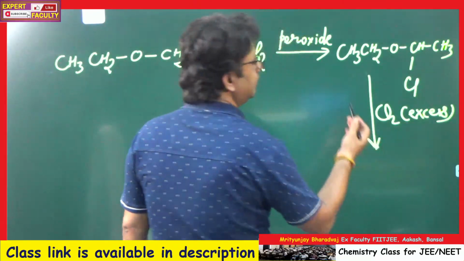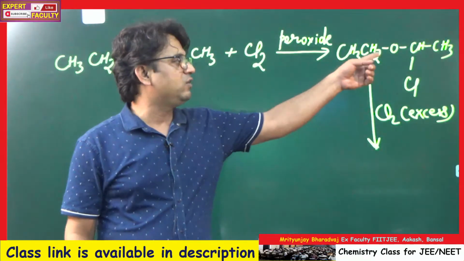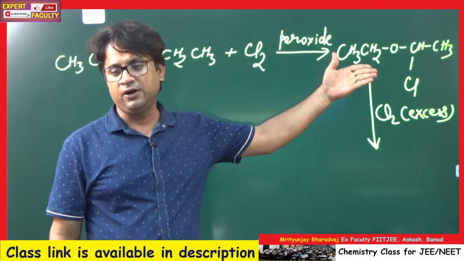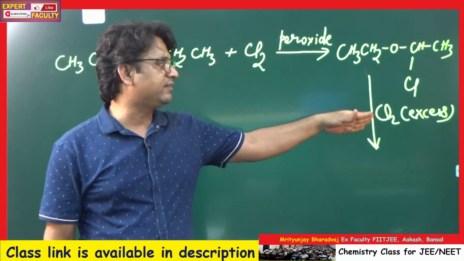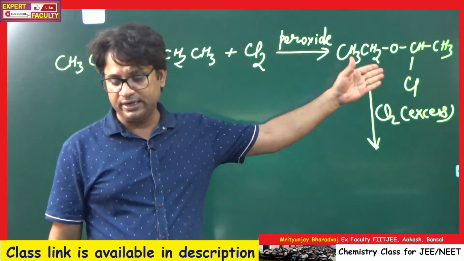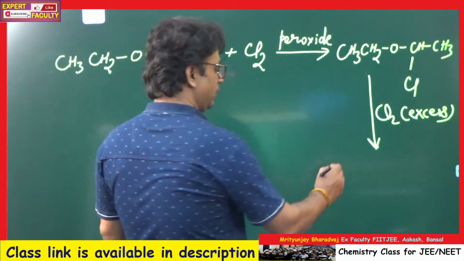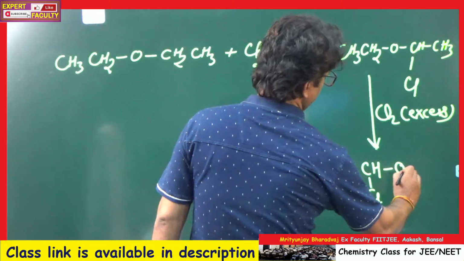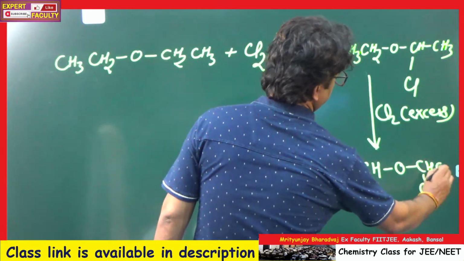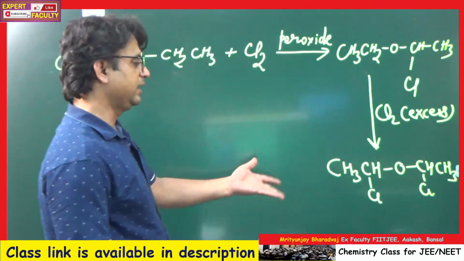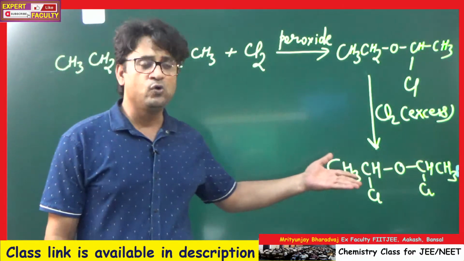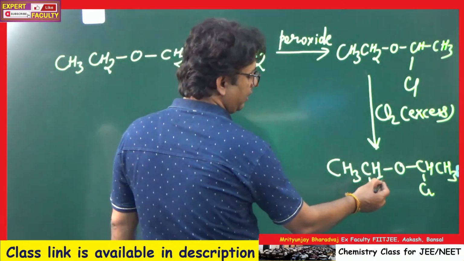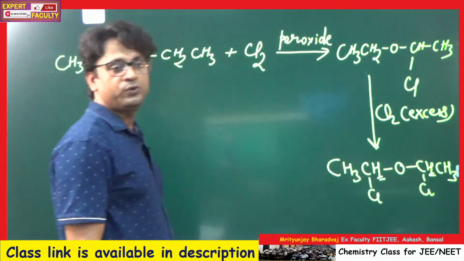If chlorine is taken in excess, further hydrogens present on these carbons will be removed and chlorine will substitute the hydrogen. So what will happen? CH3CHClOCHClCH3. If chlorine is in large excess, then the remaining two hydrogens will also participate in the reaction and be substituted by chlorine.